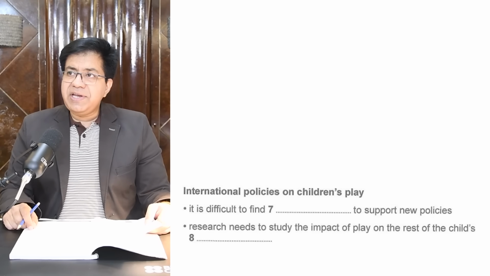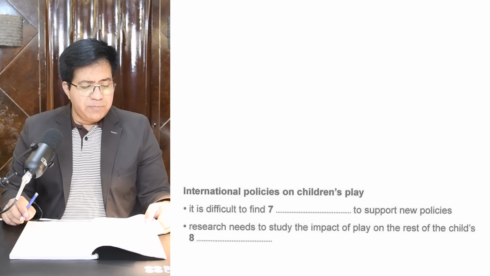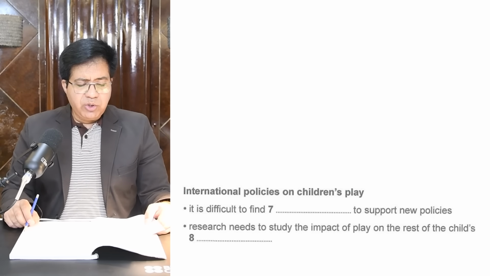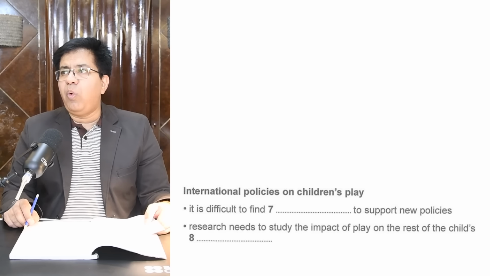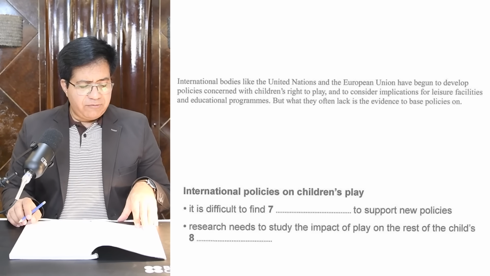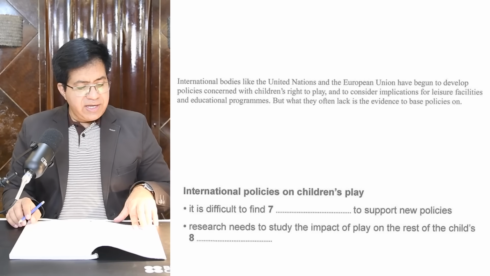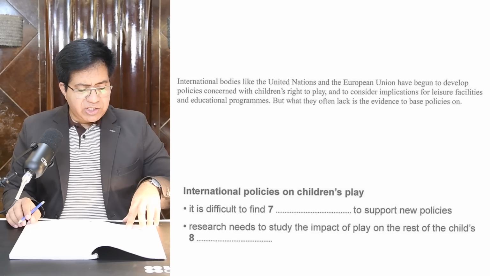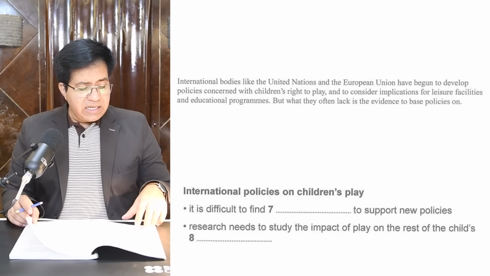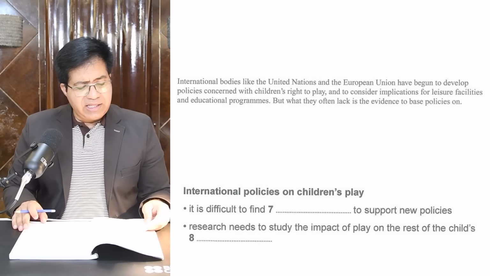Next, international policies on children's play. So we are going to learn about international policies. It is difficult to find dash to support new policies. Now what is difficult to find? Please come back, second last paragraph. Can you see international bodies? So answer is here. International bodies like the United Nations and European Union have begun to develop policies concerned with children's right to play. So what are they doing?